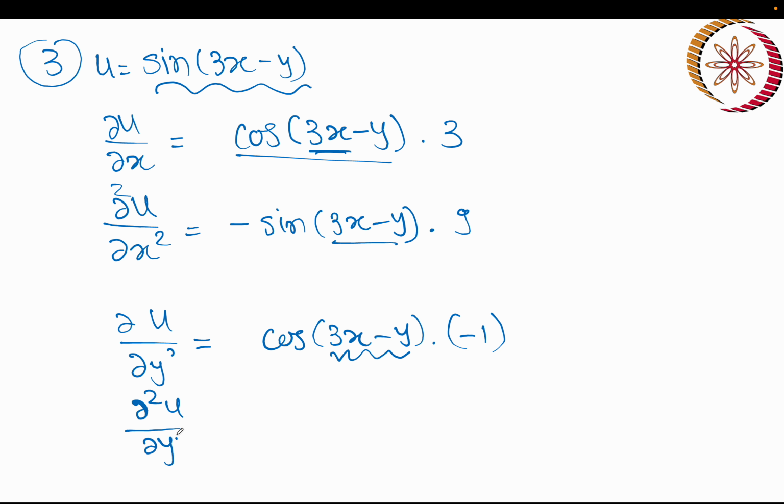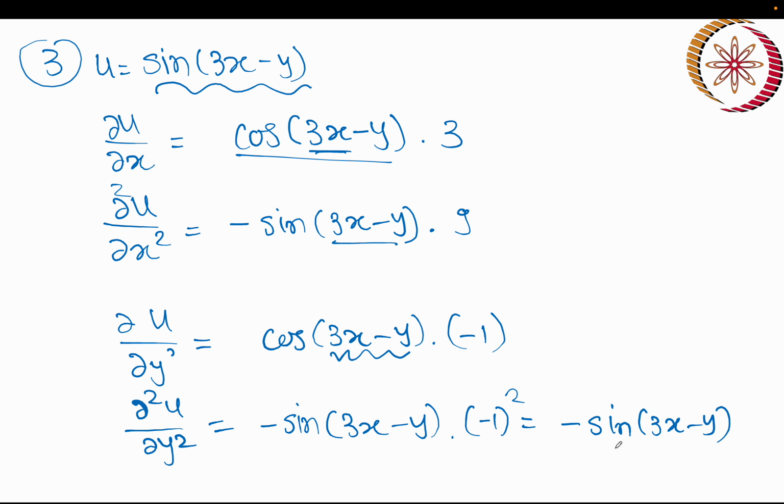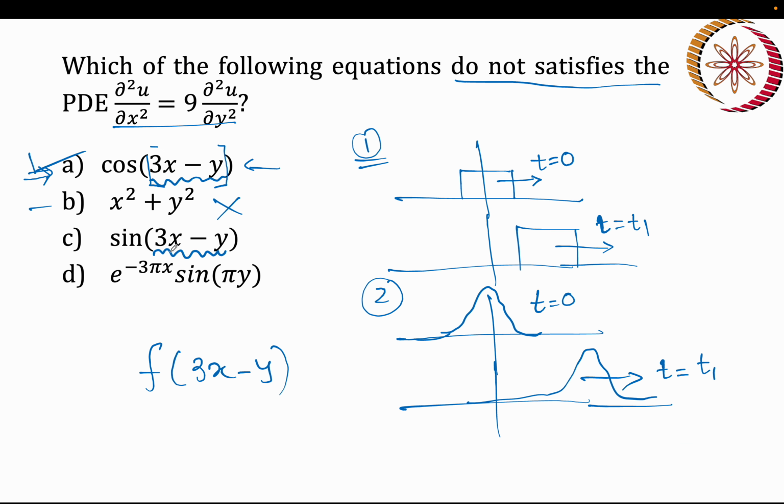Now differentiate this again with respect to y, so what we'll get is the derivative of cos, which will be minus sine 3x minus y, and again minus 1 square. So this is nothing but minus sine 3x minus y, which is the term that exists here, so it is 9 dou square u by dou y square, which is nothing but the given equation. So this works.